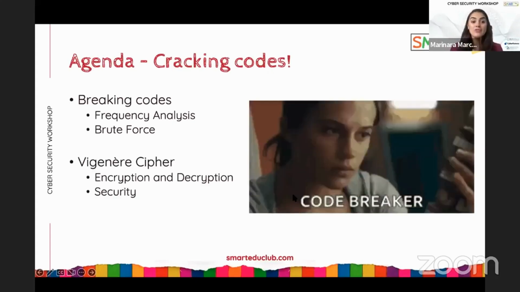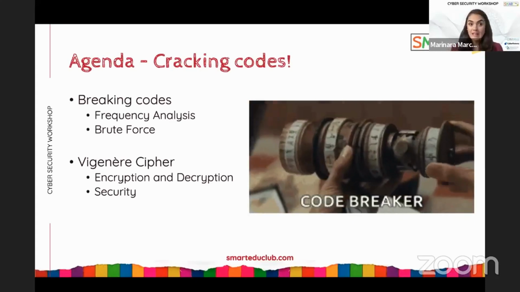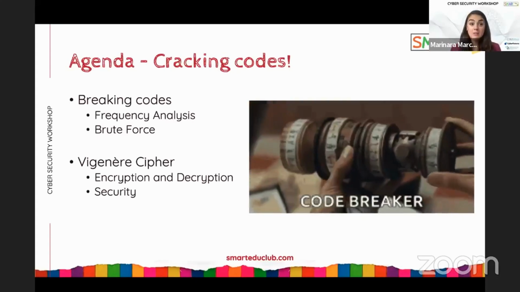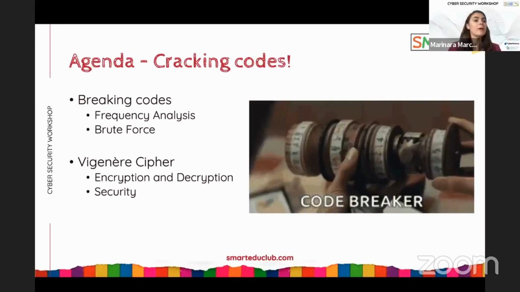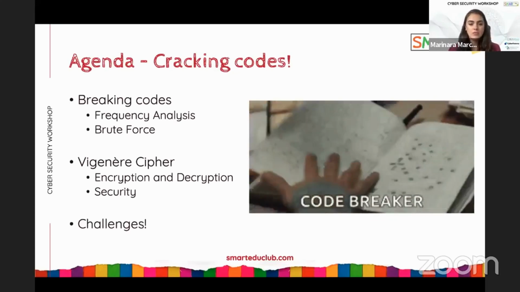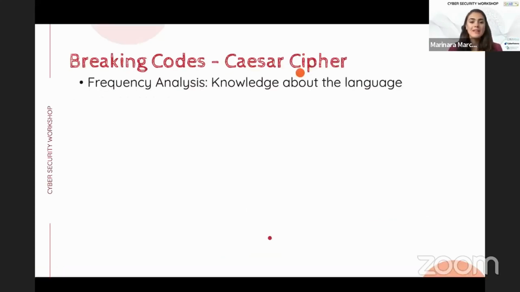And I'm going to introduce you to a different type of cipher. It's called the Vigenère cipher, and it is a lot more difficult to break. It is similar to the Caesar cipher, but it is a lot more difficult and more fun to work with, okay? And we're going to talk a little bit about security of these ciphers. And then we're going to wrap up with a few challenges.